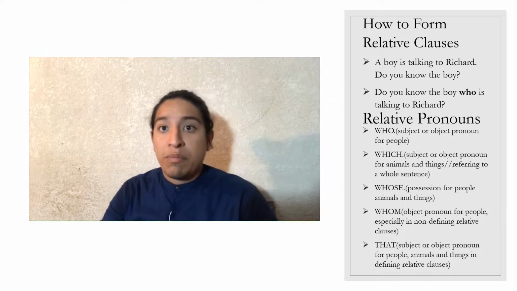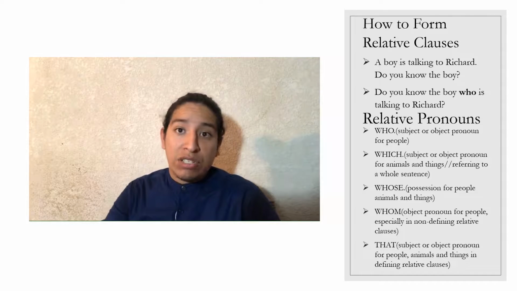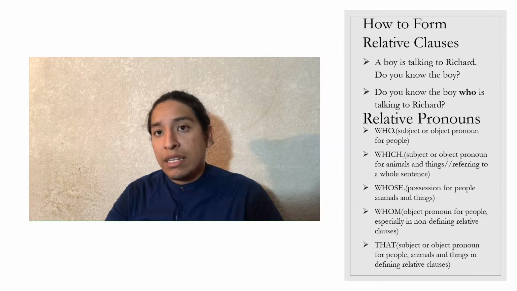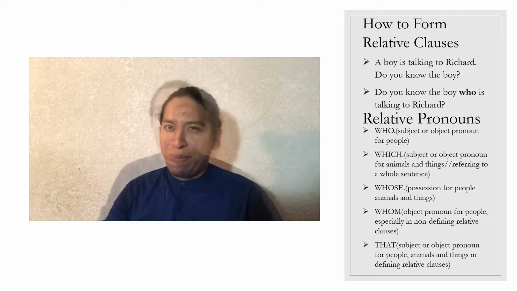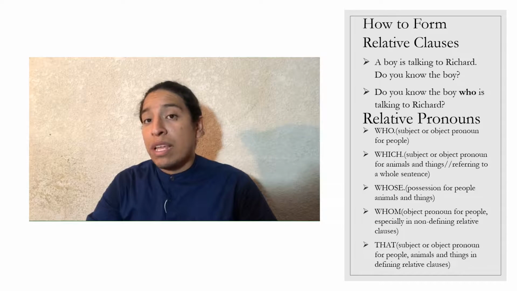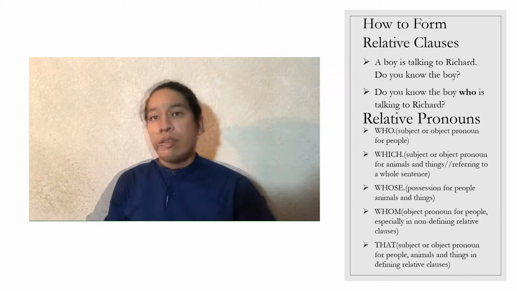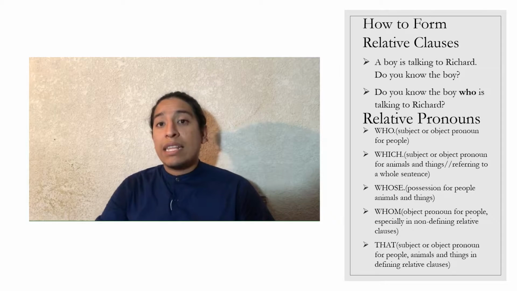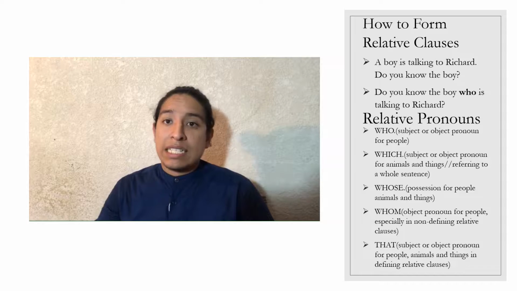Whom is an object pronoun for people. In this case, it is used for non-defining clauses. We're going to talk a little more about that in a little bit. On the other hand, we have that, which is the opposite of whom. It's used for defining relative clauses. We can use an example of that: I don't like the lamp that stays in the corner of the room.